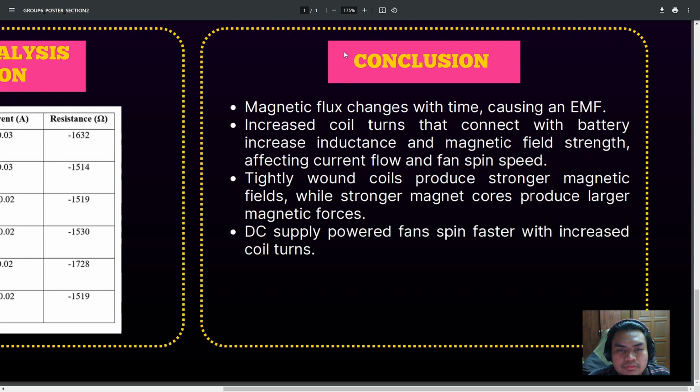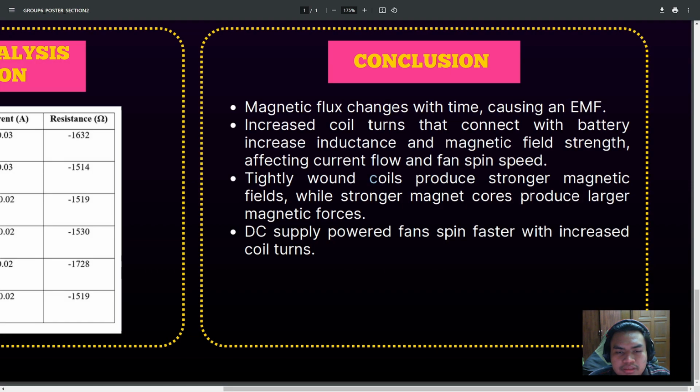Okay, I will continue with the last part, which is the conclusion. So the conclusion that our group is getting is that magnetic flux changes with time, causing an EMF. Increasing the coil turns connected with the battery increases inductance and magnetic field strength, affecting current flow and also the speed of the fan. We also get to know that tightly wound coils produce a stronger magnetic field, while stronger magnet coils produce a larger magnetic force.